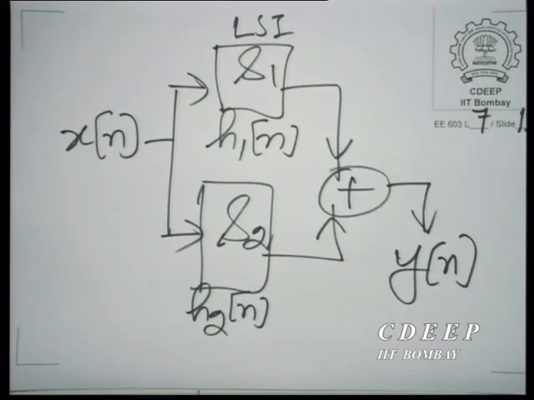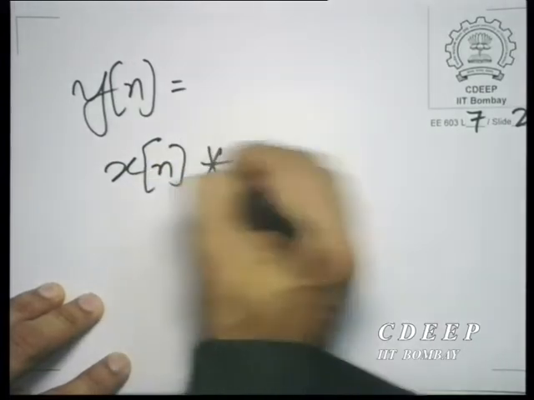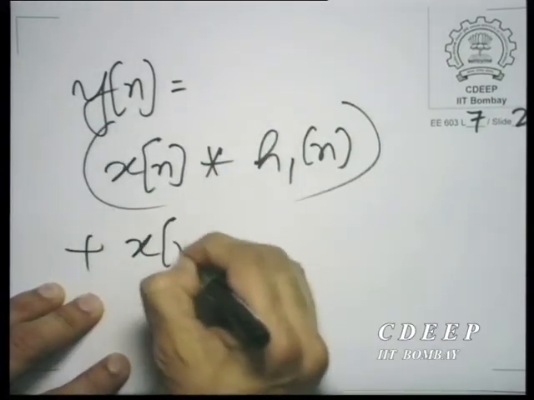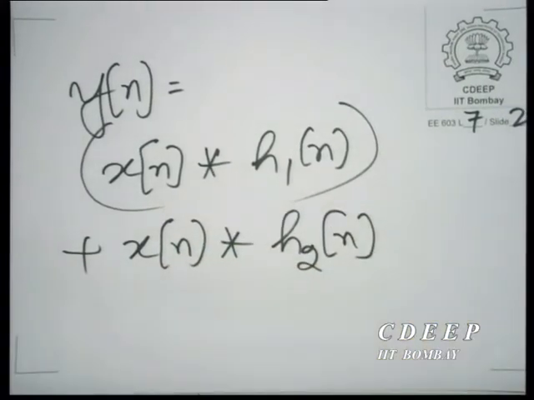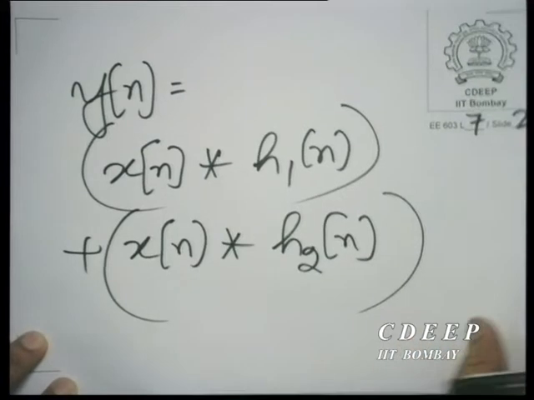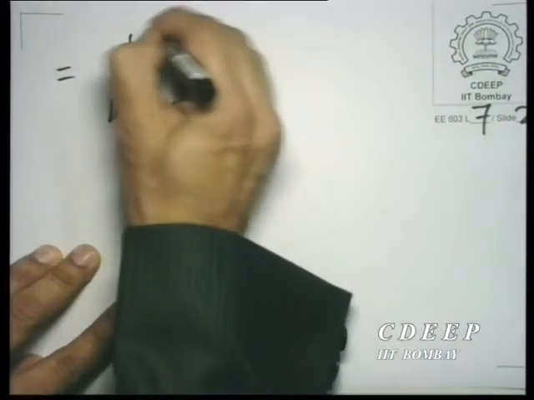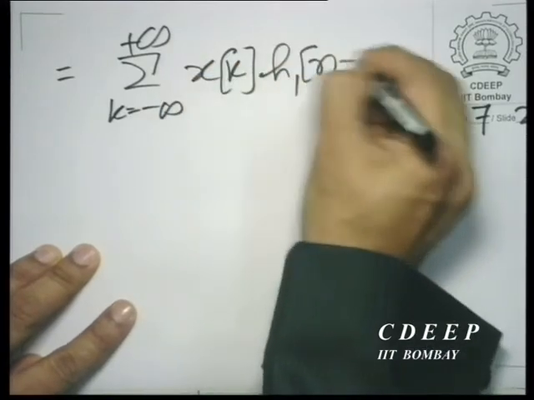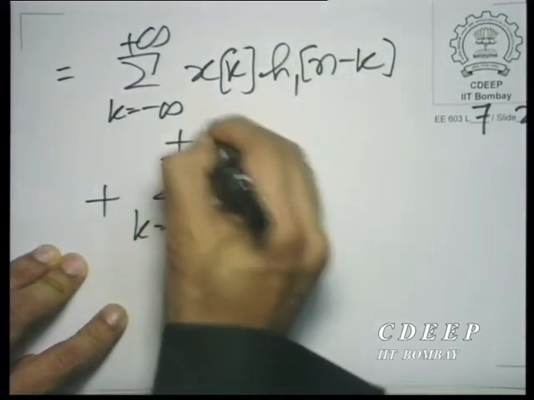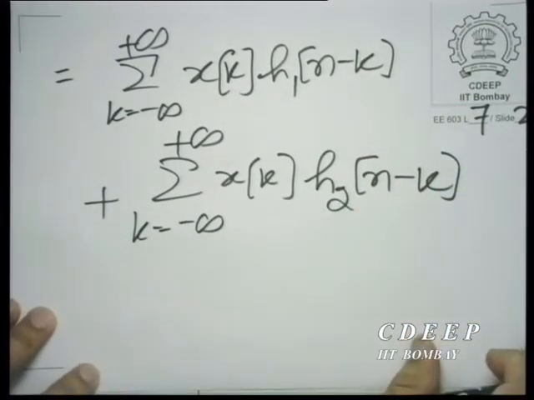The answer is very easy. Can we find an equivalent system for this? And if so, what is the equivalent system? Well, it's very easy to see that y[n] is equal to x[n] convolved with h1[n] plus x[n] convolved with h2[n]. And of course, this can be written as the summation over all integer k of x[k] h1[n minus k] plus the summation over k of x[k] h2[n minus k], which of course is very easy to combine.